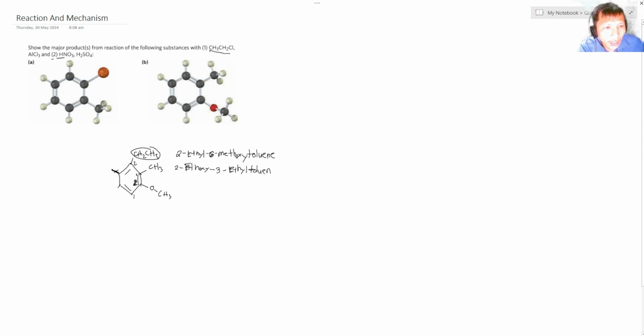If I attach the ethyl here, that would be 2 and 4, so that would be 2-ethoxy-4-ethyltoluene. If I attach it here, that would be 2 and then 5, 2-ethoxy-5-ethyltoluene, and so on and so forth. The same. So you have four possible products.